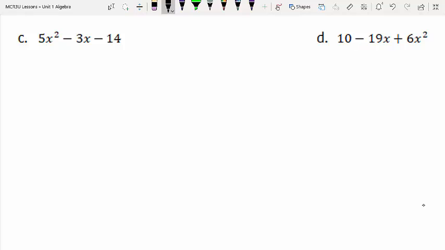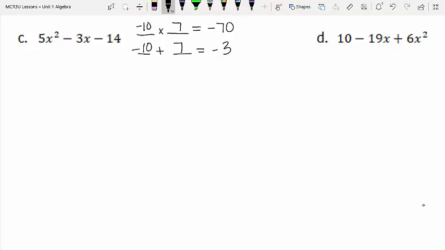I need two numbers that when multiplied together give the product of a and c. So 5 times negative 14, which is negative 70. Those same two numbers have to add up to our b value, which is negative 3. What are the two numbers? The two numbers are negative 10 and 7. Because a is not 1, we cannot just jump down to our line with the factors in it and say our first factor is negative 10 and our second factor is 7. That's only when a is equal to 1.